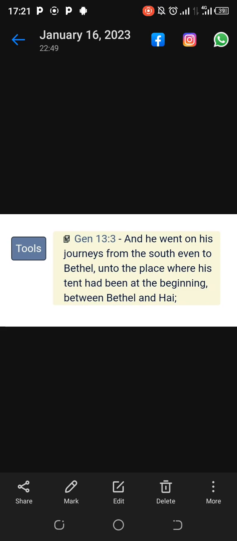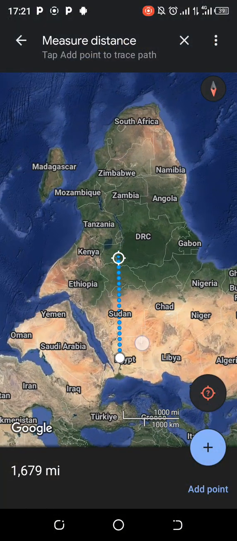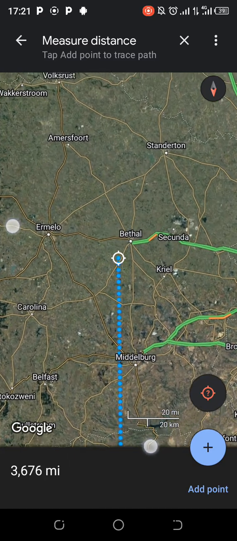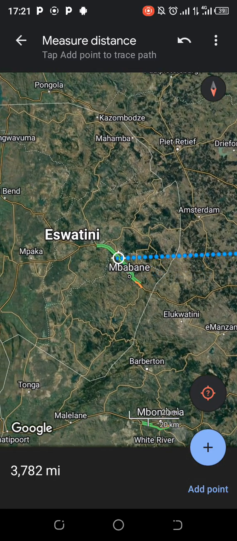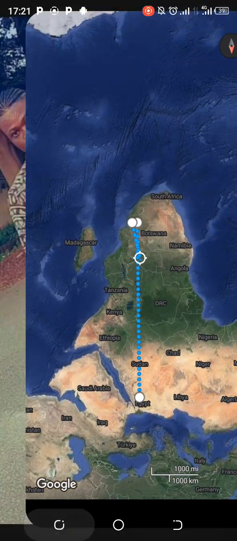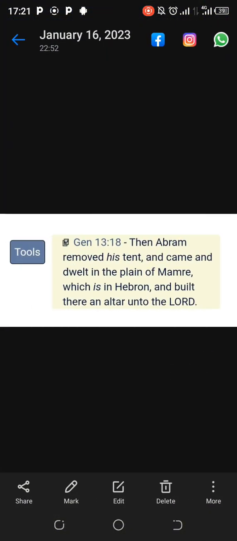Let's read this in Genesis 13:3. And he went on his journey from the south, even to Bethel, unto the place where his tent had been at the beginning, between Bethel and Ai. So he went back to where his tent had been in the beginning, having Bethel in the west and the mountain Ai in the east. So let's read this. I'm just summarizing. And Abraham removed his tent and came and dwelt in the plain of what? Mamre, which is in Hebron, and built there an altar unto the Most High.